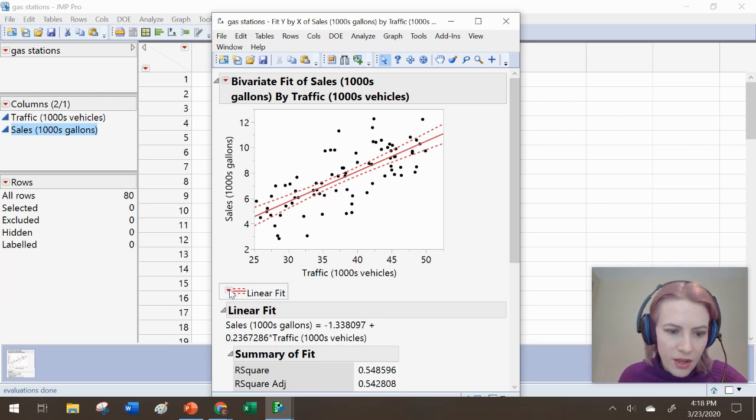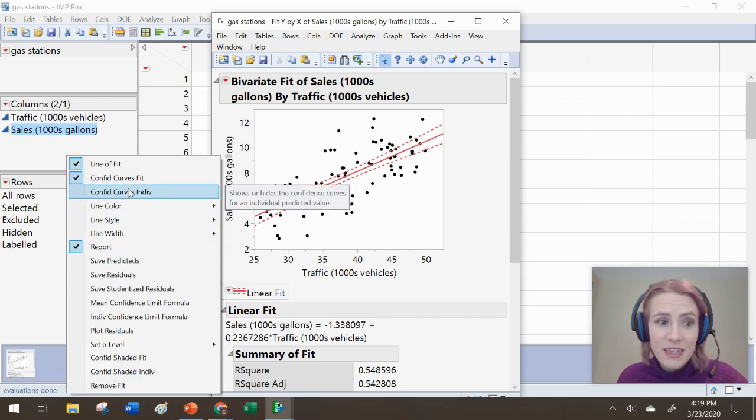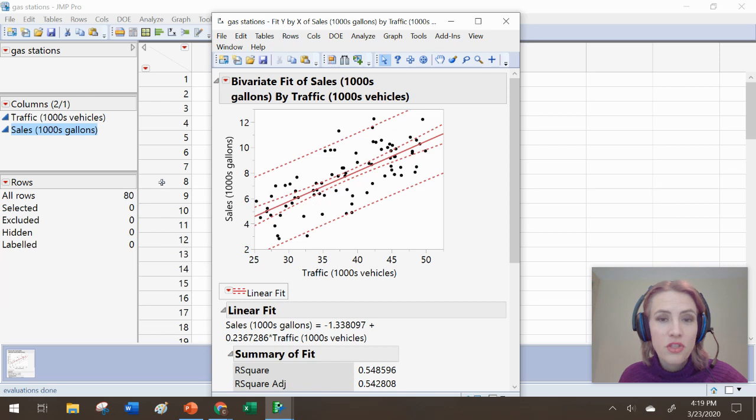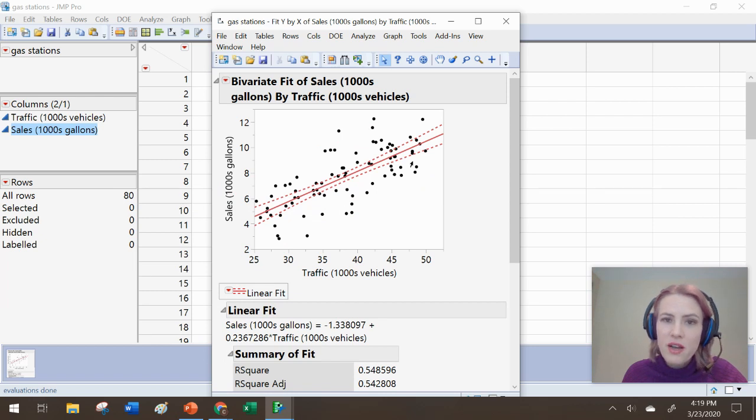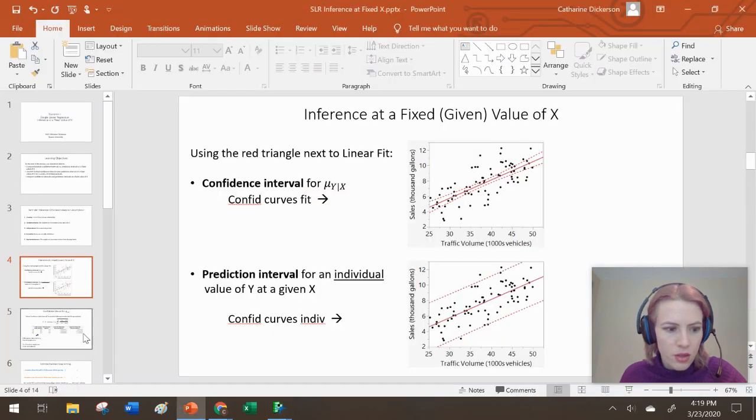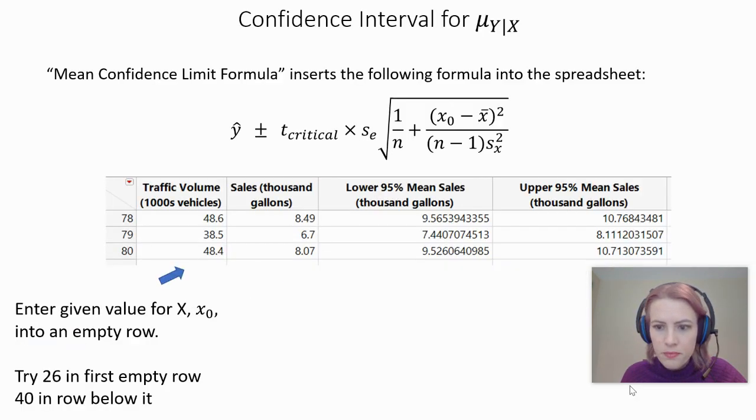On the other hand, if we added in confid curves indiv, the curves describing individuals, those are going to be farther apart. Those are describing single gas stations in this case. I'm going to get rid of them for the moment because we'll focus on the confidence interval for the mean y at a fixed x first. We saw the intervals that we're going to be talking about using the dashed lines. So we're talking about the ones that were close together. This is all backwards from what you see.